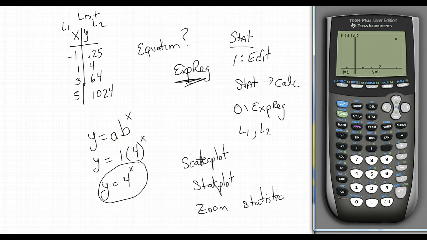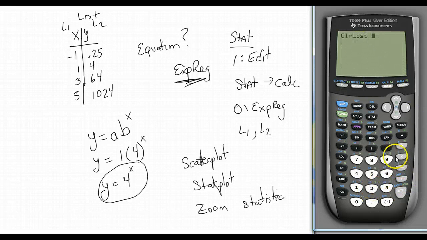Let's try another problem. So let's clear out our list. There's a couple ways to do it. Here's one way. You press stat and choice 4 says clear list. Hit choice 4. Now it's blinking. It's like, you sure you want to do this? And you say, yeah, enter.